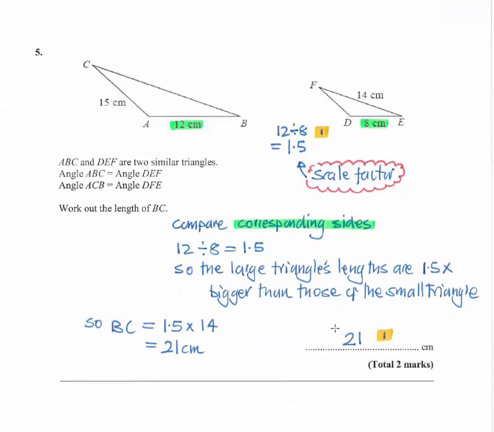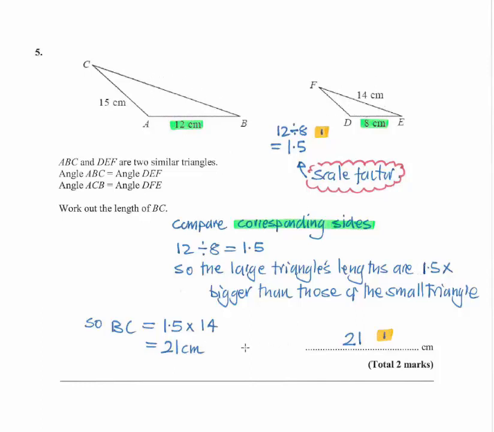Question 5 is a similarity question. So what you're looking for is corresponding sides. They always give us a pair, okay? So this corresponds with that side corresponds with that, and these are the 2 corresponding sides that we know. And we use those to find out what the scale factor is. 12 divided by 8 is 1.5. And that tells us that all the sides of this triangle are 1.5 times bigger than the sides of this.